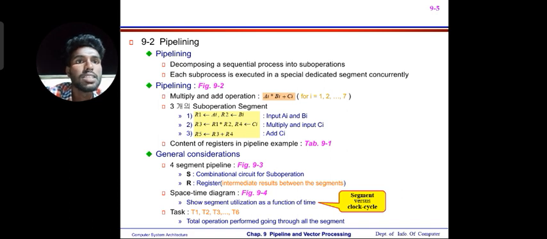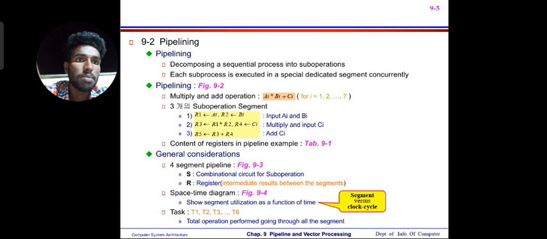Pipelining means decomposing a sequential process into sub operations. Each sub process is executed in a special dedicated segment concurrently. Pipeline for multiply and add operations.